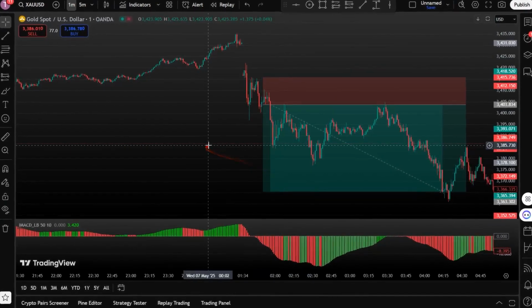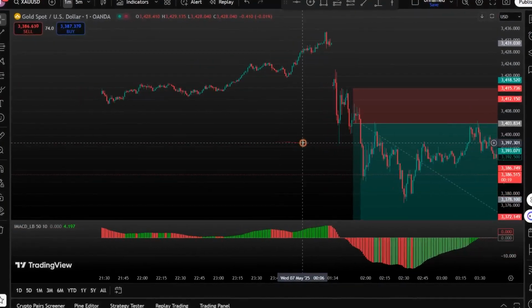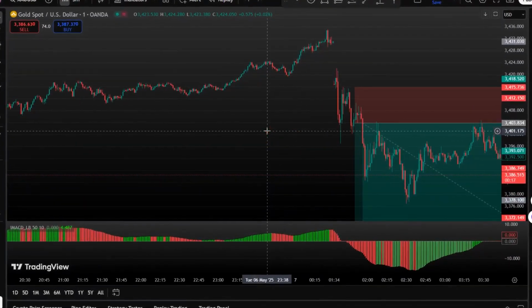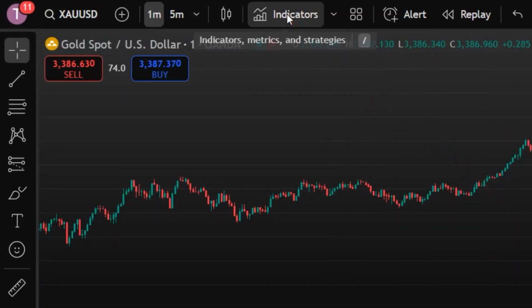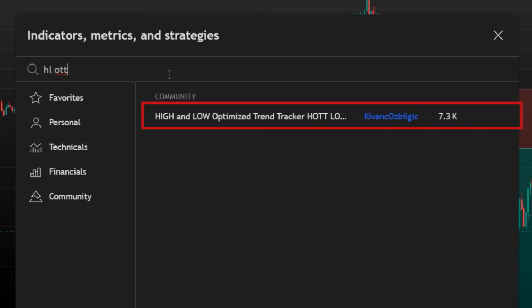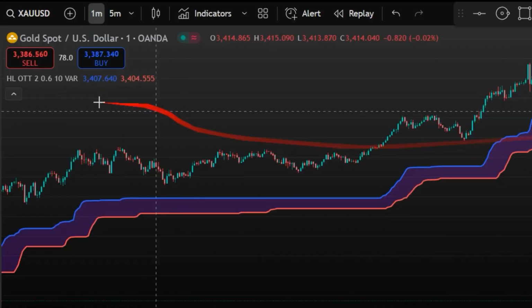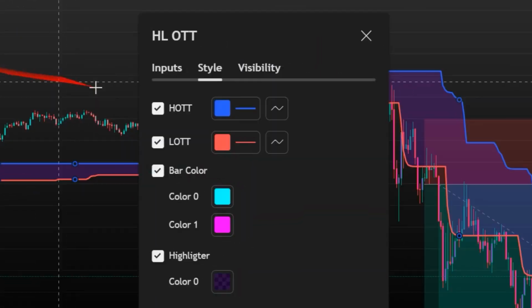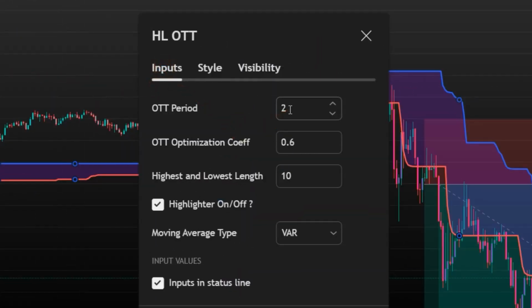Now, let's move on to adding the second indicator of this powerful strategy. To do this, we need to go back to the indicators section and type in the search box HLO TT. Once you find it, just click on it to add it to the chart. After that, you need to enter its settings and make some changes so that this indicator can be used in this strategy.